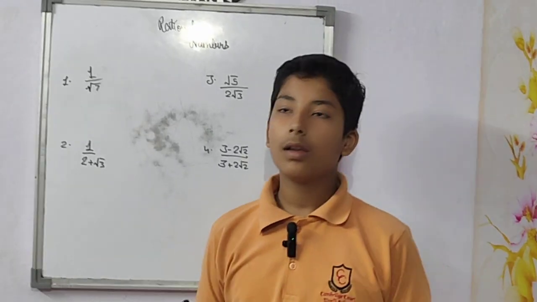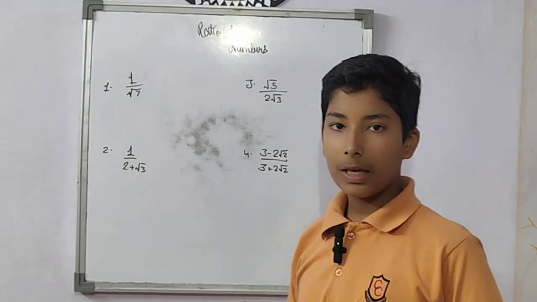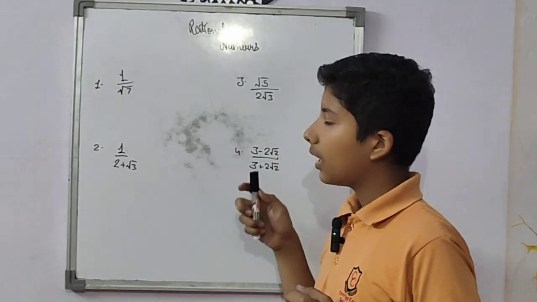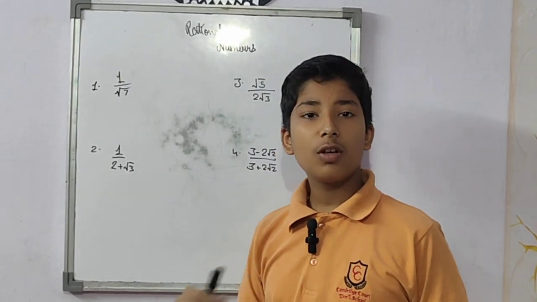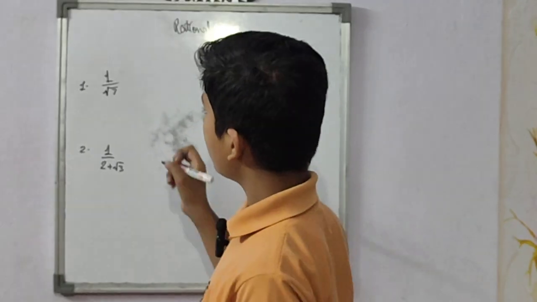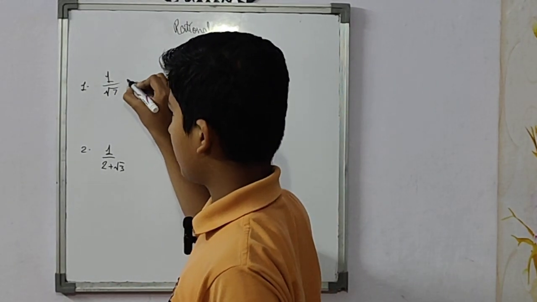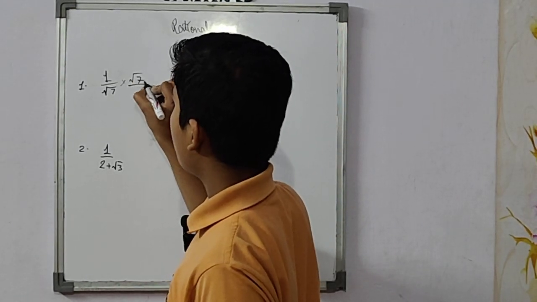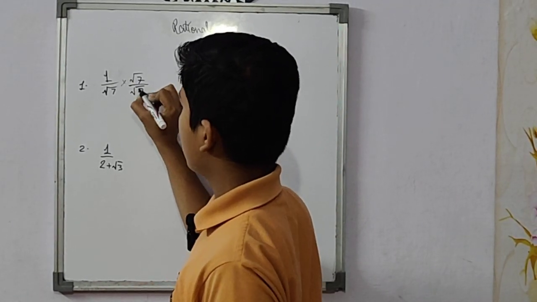So friends, let's come to our next topic, rationalization. It is in the chapter rational numbers only, but it can't be explained by any formulas. We just have to do questions of it. So firstly, 1 by root 7. What can we write it as? Root 7 upon root 7.